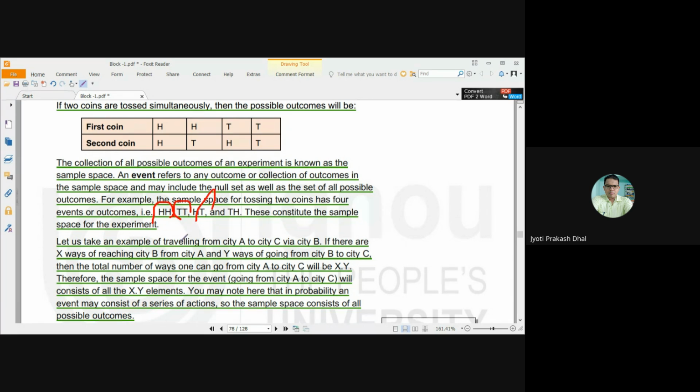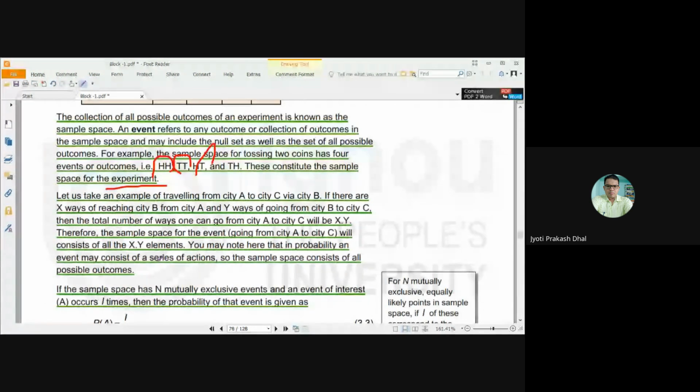These constitute the sample space for the experiment. Now let us take an example of traveling from city A to city C via city B. If there are X ways of reaching city B from city A and Y ways going from city B to city C, then the total number of ways one can go from city A to city C will be XY.